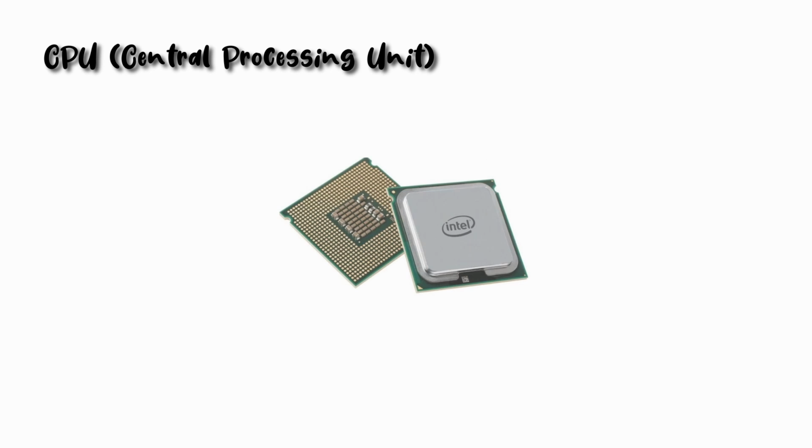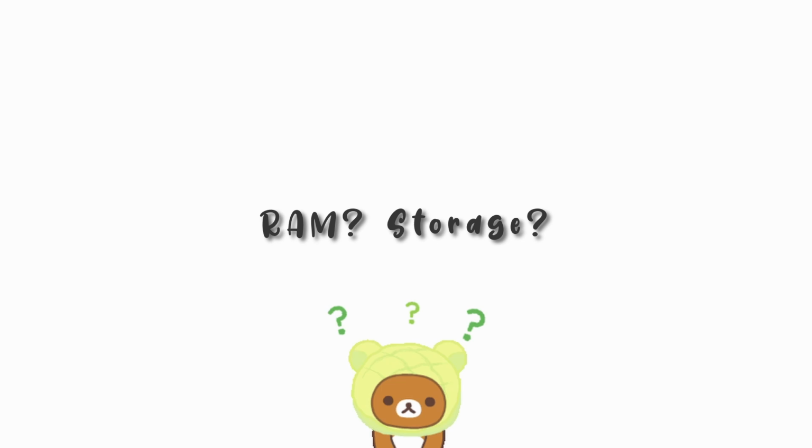Next is the CPU. This is often referred to as the processor or the brain of the computer because it allows the PC to run programs or run software, and basically do anything at all. The CPU does this by analyzing and executing information from the RAM and storage. But what is RAM and storage? They are both a type of storage.